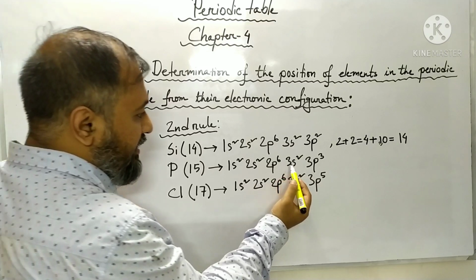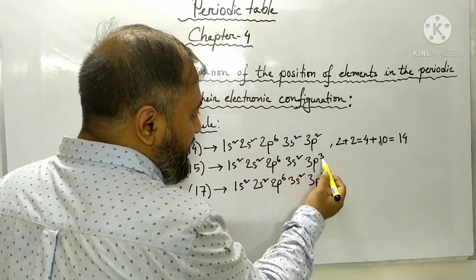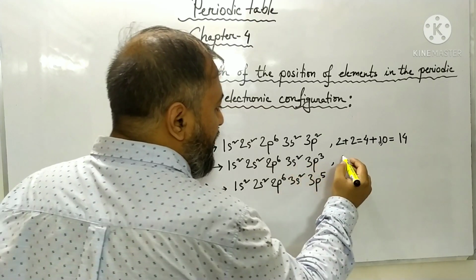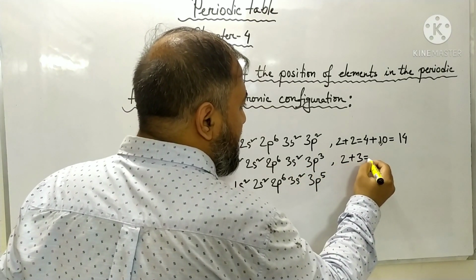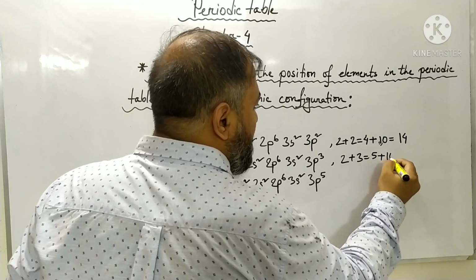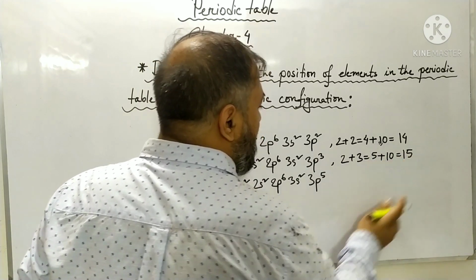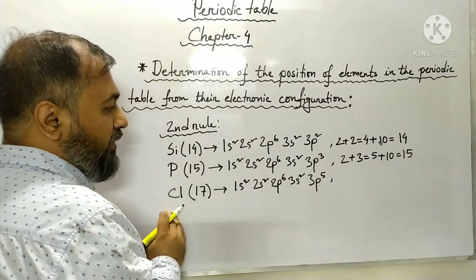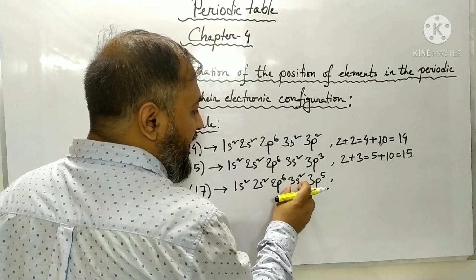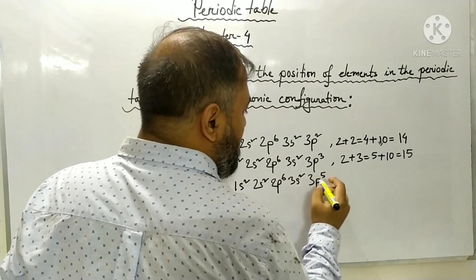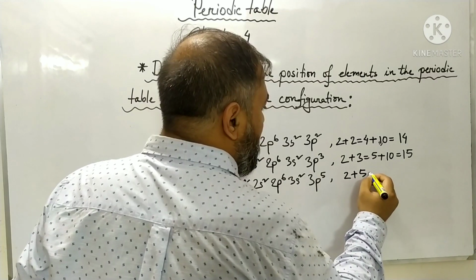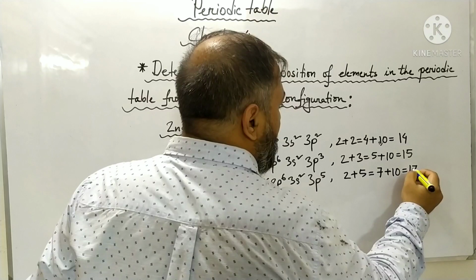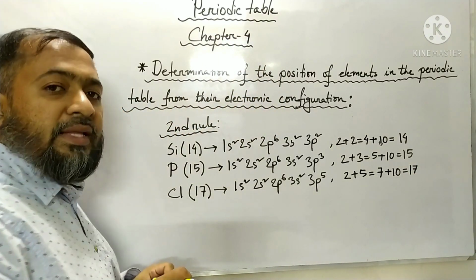In a similar way, the last electron of phosphorus is entering the p orbital. So the total number of electrons in the s and p orbitals is 2 plus 3, which is equal to 5, and then adding 10, it becomes 15. So the group number of phosphorus is also 15. Now come to the third one. The total number of electrons in the s and p orbitals is 2 plus 5, which is equal to 7, plus 10. So the group number of chlorine is 17.